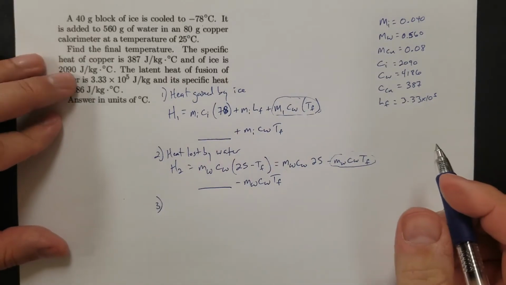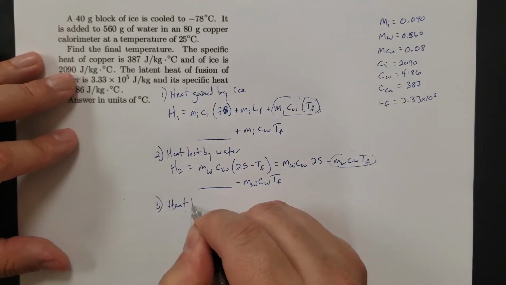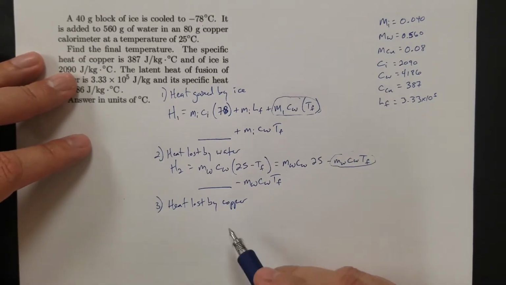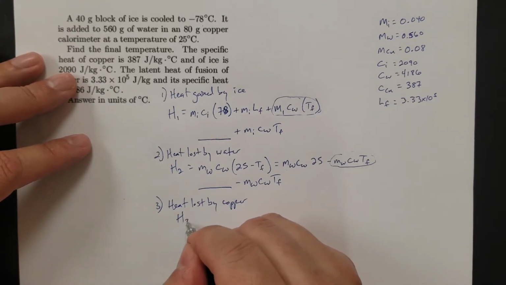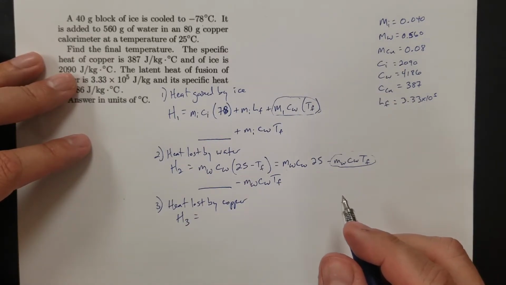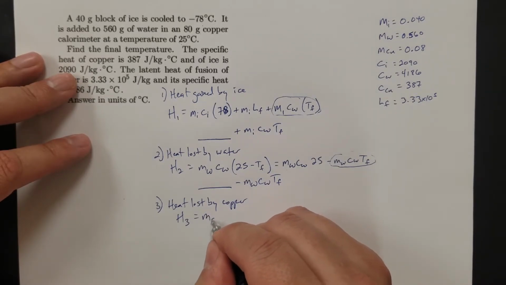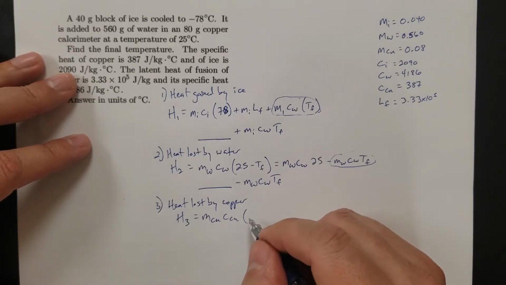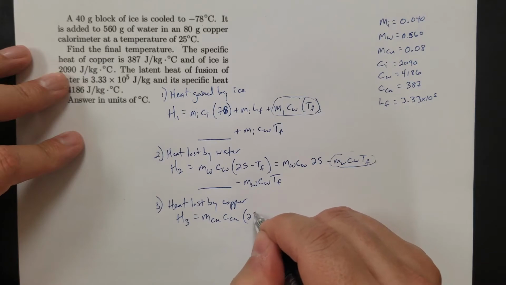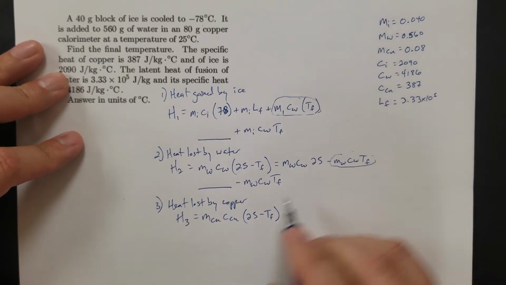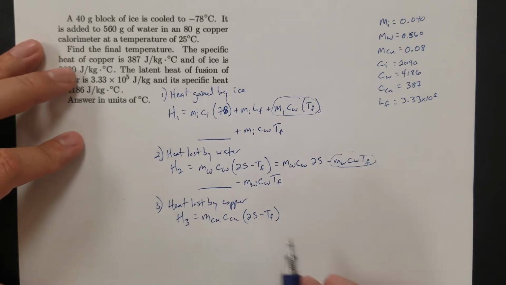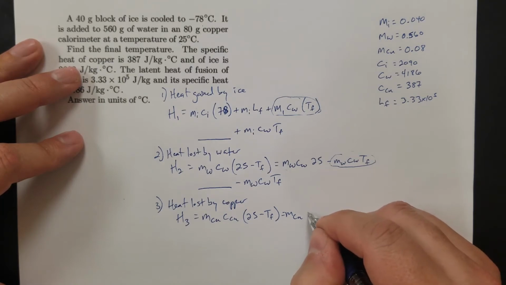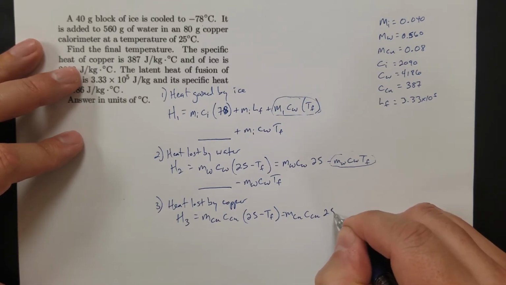So 3. Now let's figure out heat lost by copper. So the heat lost by the copper is H3, and that's going to be m c delta T. So that's mass of copper, specific heat of copper, times, same thing, it's at the same temperature, so it's going to be 25 minus TF. So that's going to look exactly the same as this one. So it's going to be m copper, c copper times 25 minus TF.